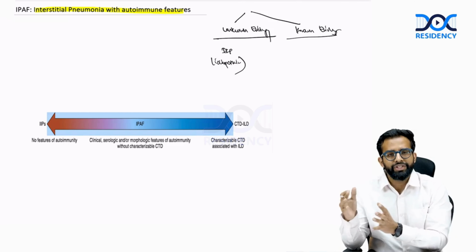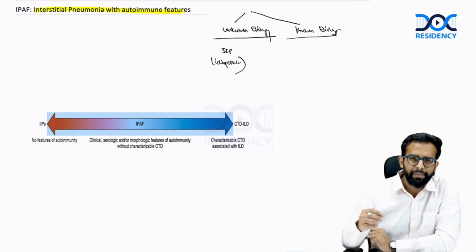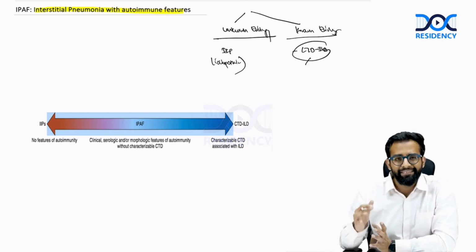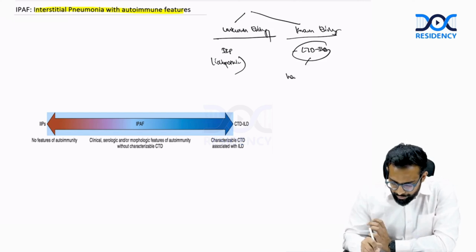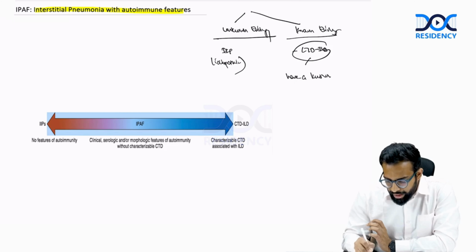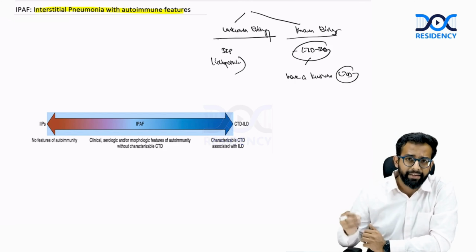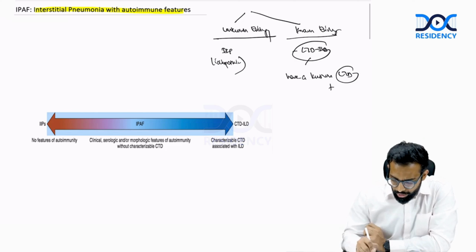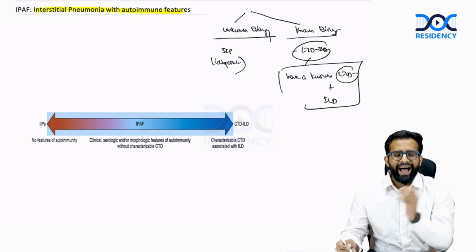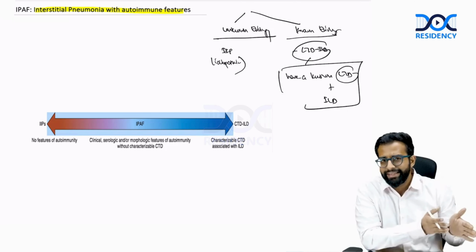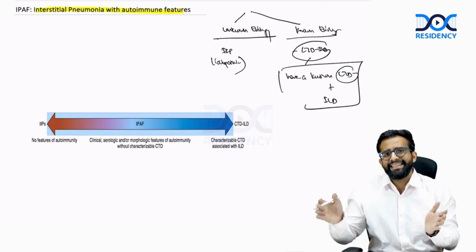And under known etiologies, you had various categories, out of which one important category was CTD ILD. So CTD ILD are those patients who have a known CTD, that is, they have a known connective tissue disease. They meet the diagnostic criteria for that connective tissue disease, and along with this, they also have an interstitial lung disease. So IPAF is basically a category of ILD that lies between these idiopathic diseases and CTD ILDs.